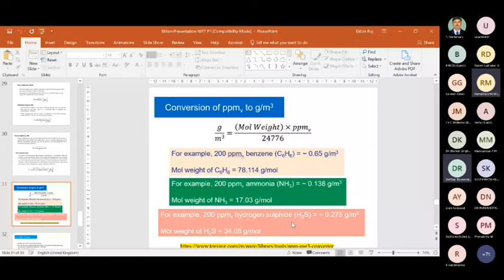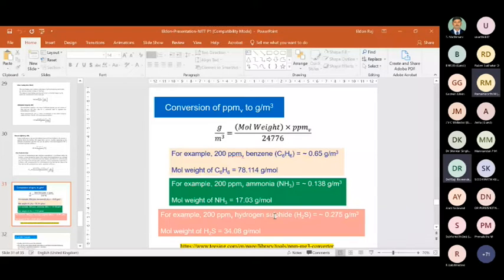But in some cases, some countries prefer ppmV. You have to say ppm on a volume basis. So if you have 200 ppm of benzene, that is nothing but 0.65 gram per meter cube because of this molecular weight. So you can see all these simple calculations.